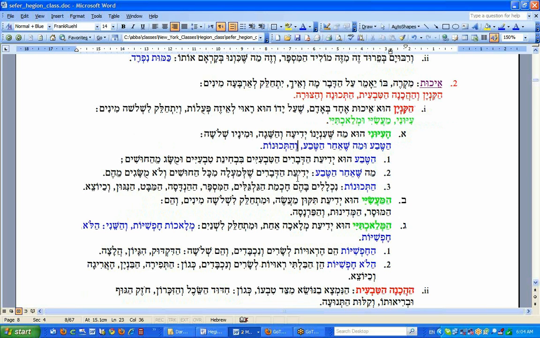Let's see how he defines each one. Teva. Hu yediyas ha-devarim ha-tiv'im b'vechinat tiv'im u-musag me'ha-chushim. So the knowledge of the physical world he defines as yediyas hadevarim tiv'im, knowing physical things in their nature, u-musag me'ha-chushim. It's the things that we sense. This is all modern science, trying to look at the physical world, investigate it, and understand it.